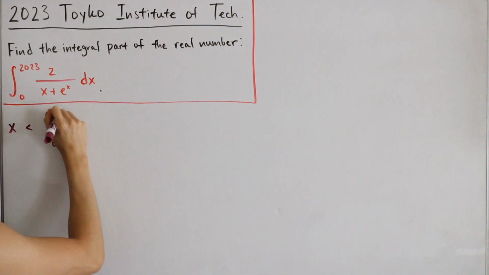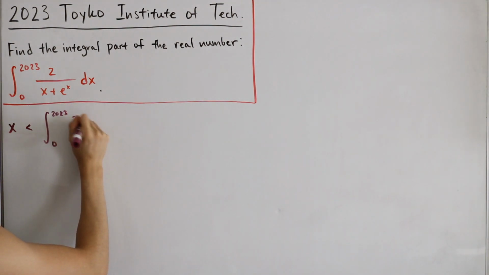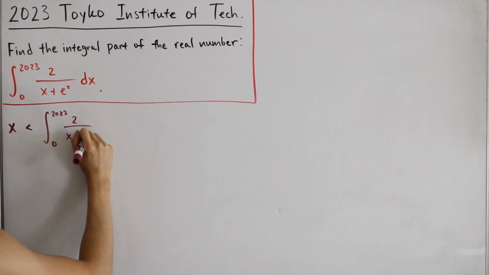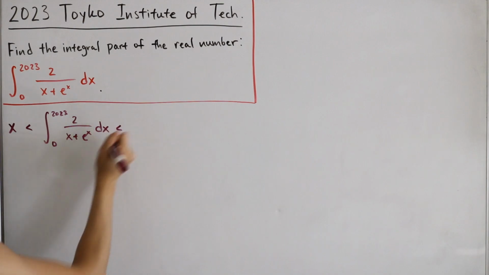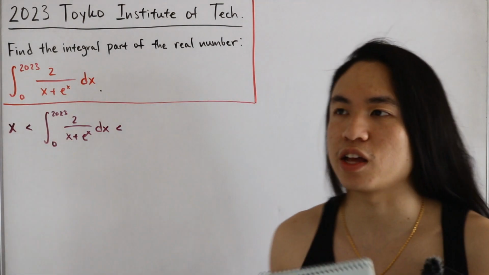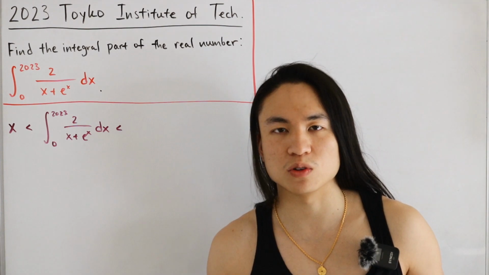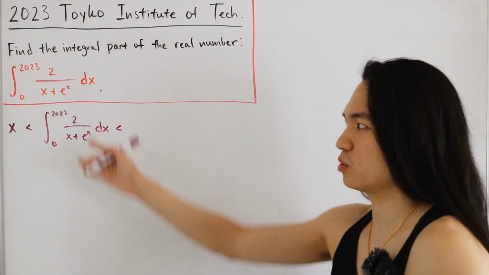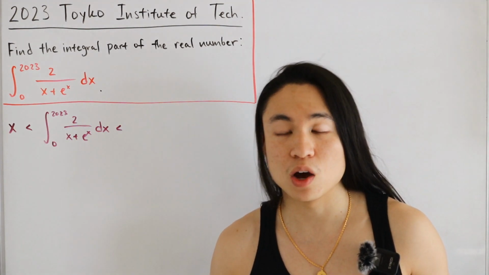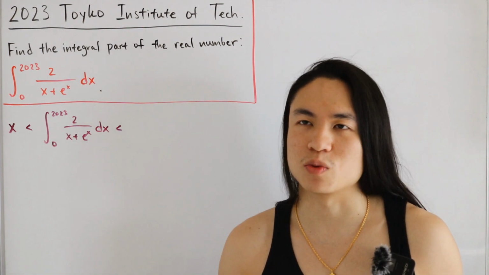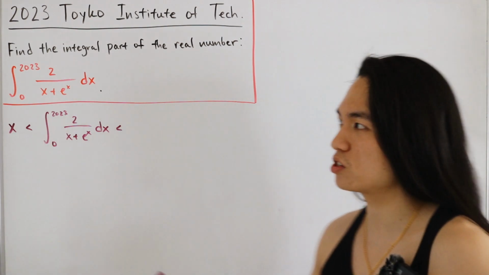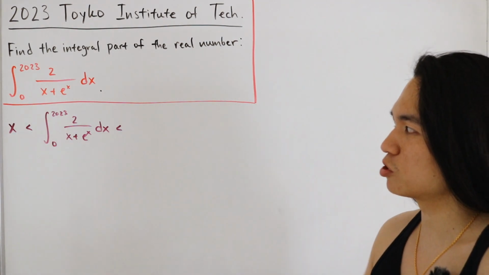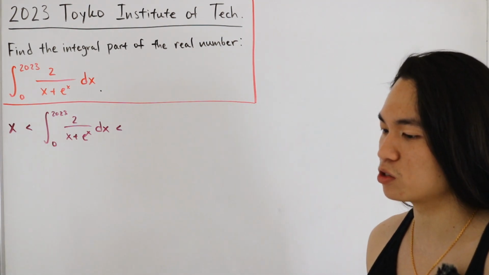The integral from 0 to 2023 of 2 divided by x plus e to the power x, dx. I also want to keep in mind, and I should have said this in the beginning, that suppose we're not given a device or calculator, because obviously you could put this in and get the value of the real number, and then determine the integer part. So with that restriction, this is the way we're going to tackle things.